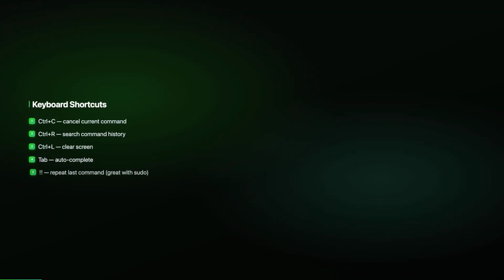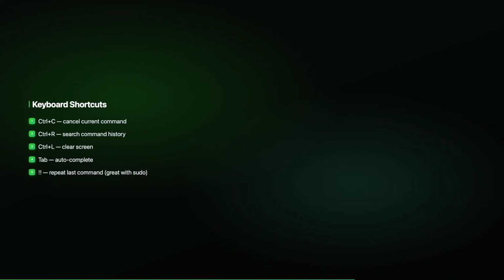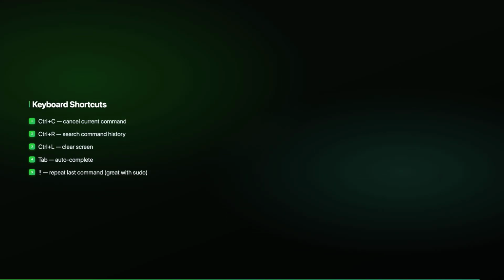Keyboard shortcuts make you faster in the terminal. Control-C cancels the current command. Control-R searches your command history. Tab auto-completes file names and commands. Double exclamation mark repeats the last command, which is great with sudo.